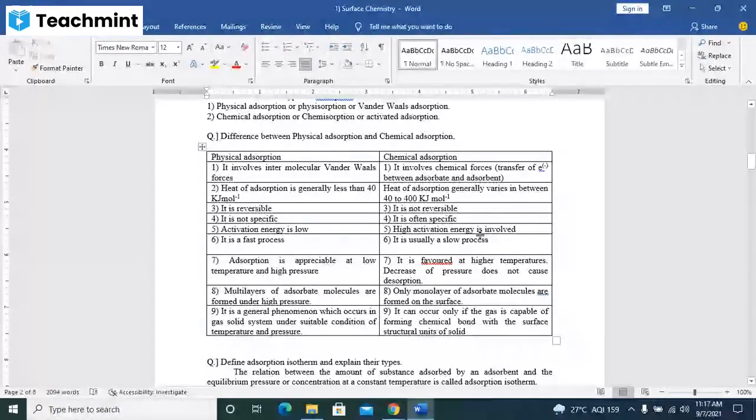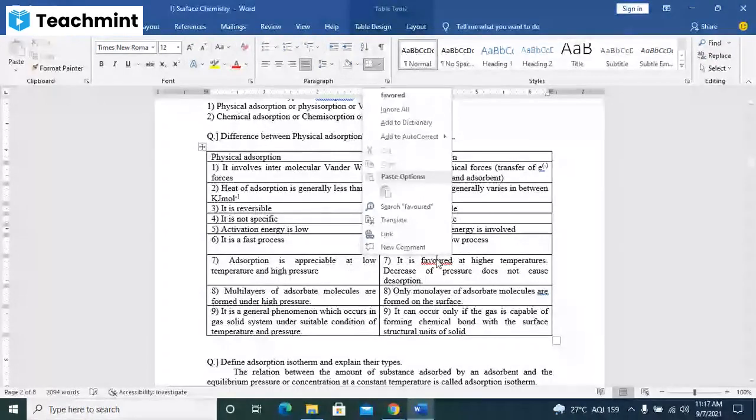Activation energy is low, high activation energy is involved. It is a fast process, it is usually a slow process. It is appreciable at low temperature and high pressure, or it is favored at high temperature.